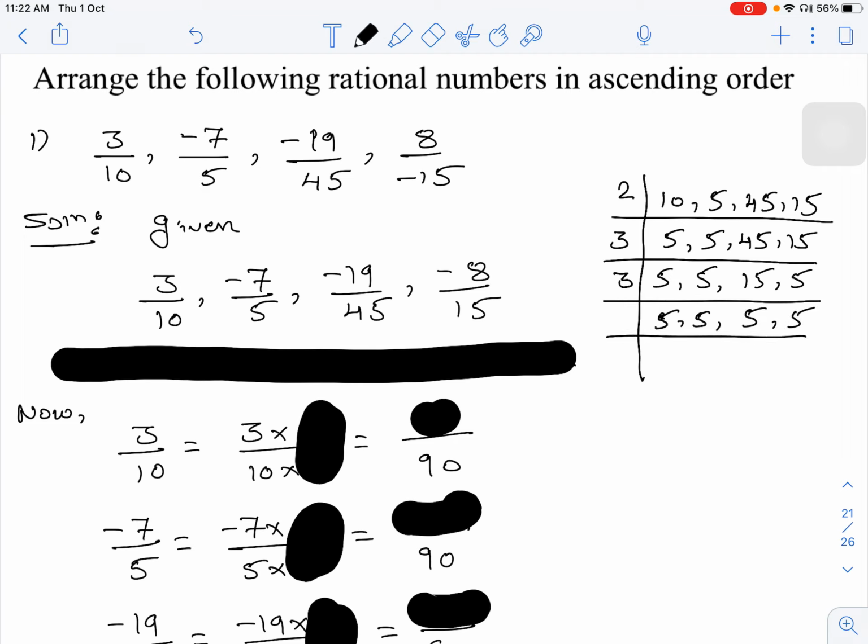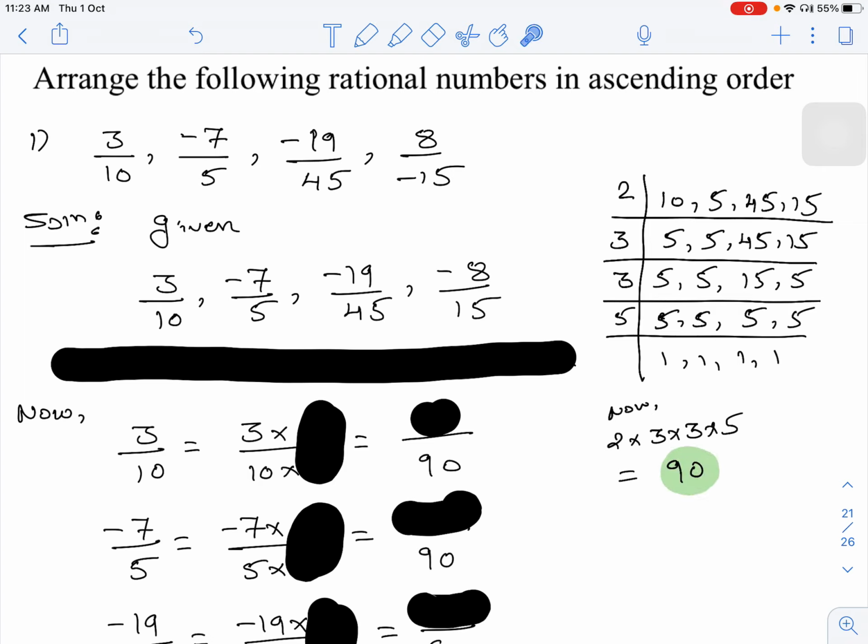Now what we will do, we will multiply all these numbers. Okay, so now 2 into 3 into 3 into 5 equals... So 2 threes are 6, 6 threes are 18, 18 fives are 90. So what is our LCM? Our LCM is 90. So I'm just highlighting it.